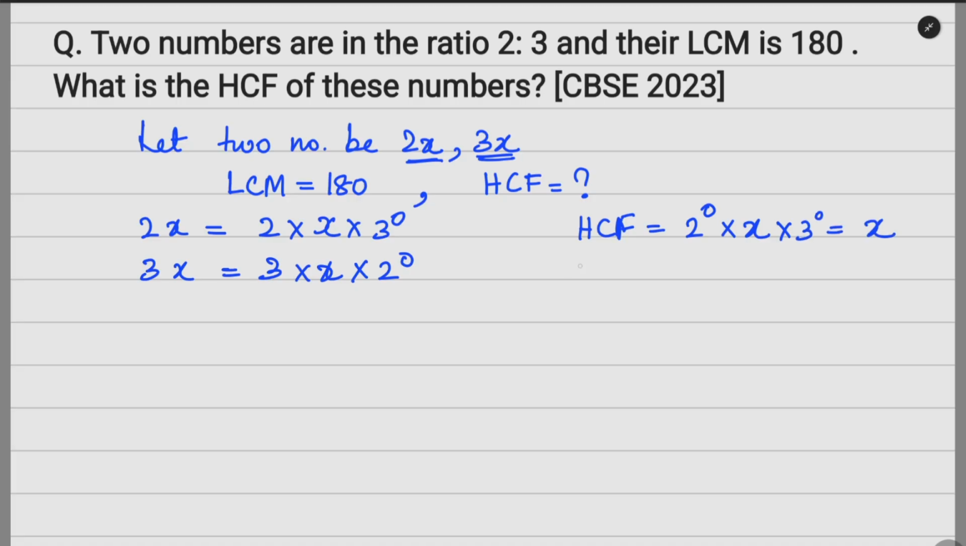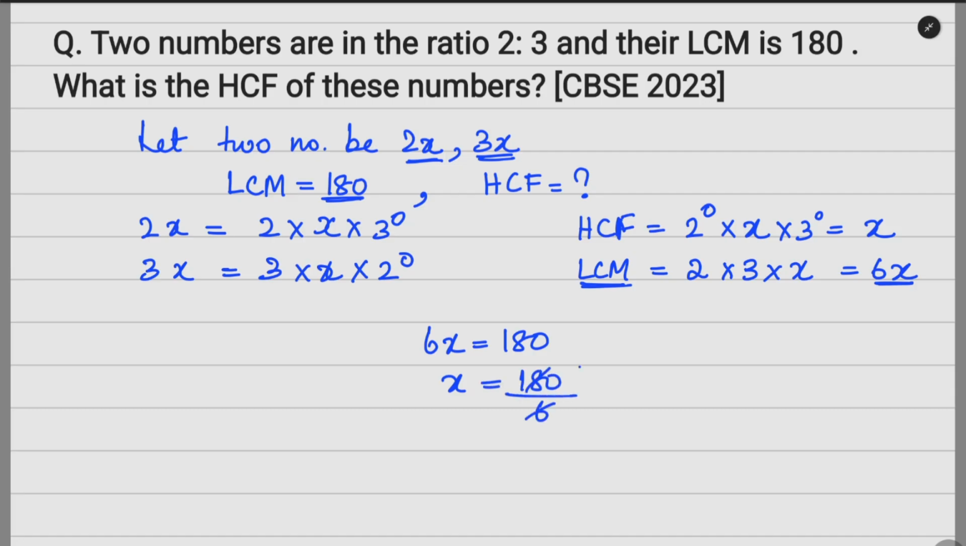And what is LCM? Take the highest power of each. So you'll have 2 into 3, and for x it is x. So it is nothing but 6x. Now you already know what is the LCM. LCM is 180. So LCM, what you have got is 6x. 6x is equal to 180, and x is nothing but 180 by 6, which is nothing but 30. So if x is 30, that is the HCF. Therefore, the HCF is nothing but 30.